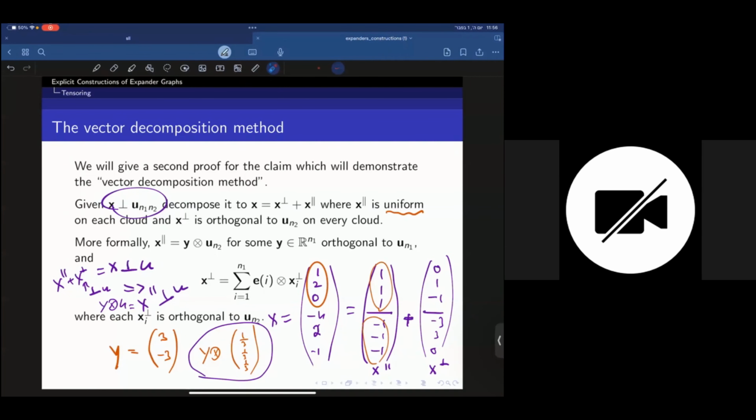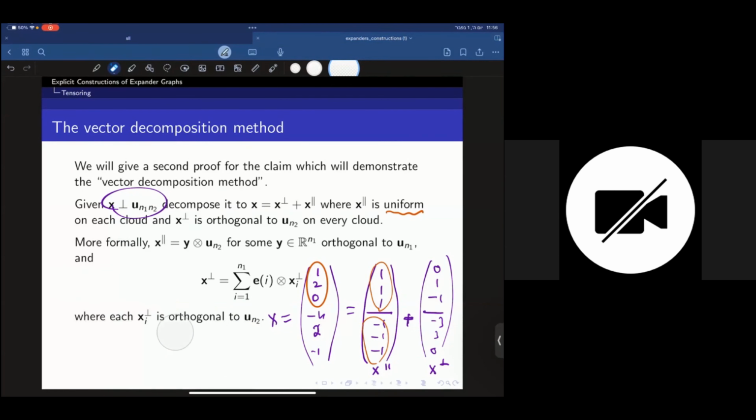Okay, let's do it. It's actually simple if you just have 5 minutes to think about it. But otherwise, it may be a bit confusing. So let me just erase all of that for a second. Not everything. What can we say about x parallel? So x parallel we did. What can we say about x perpendicular?